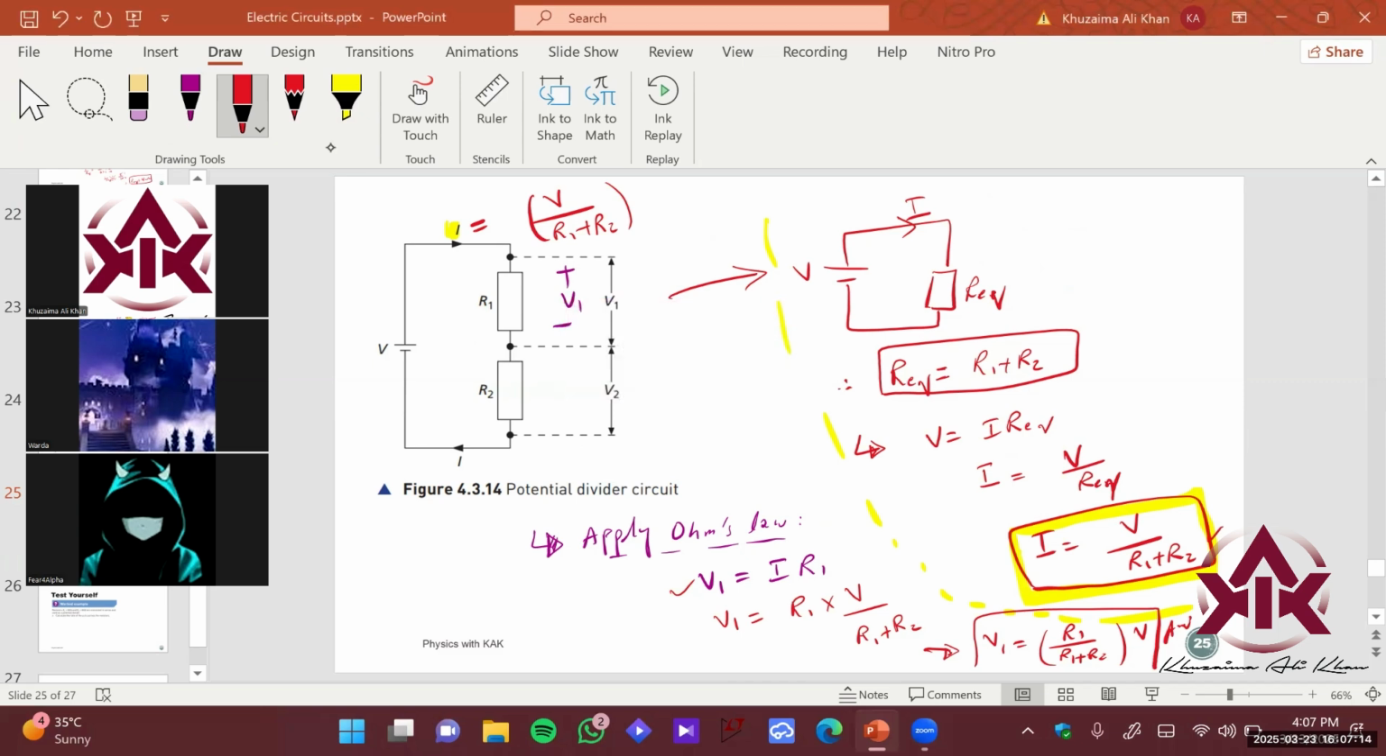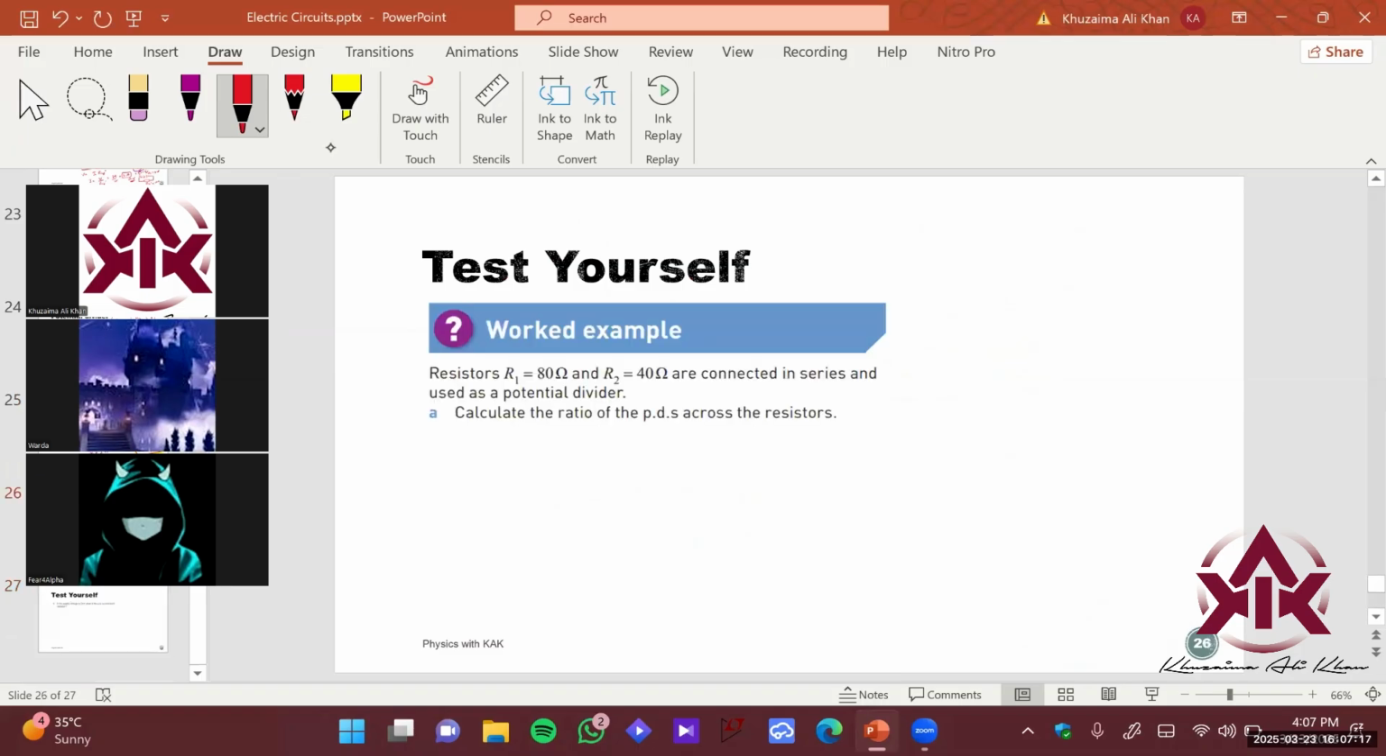So now let's quickly solve the question here because I have class in 10 minutes. Okay. So now we have two resistors in series, that is R1 is 80 ohms, R2 is 40 ohms here. They're saying you find the ratio of potential differences across the resistors. So it's simple. You have two resistors in series. This is R1, this is R2. The potential difference across this is V1, the potential difference across this is V2.